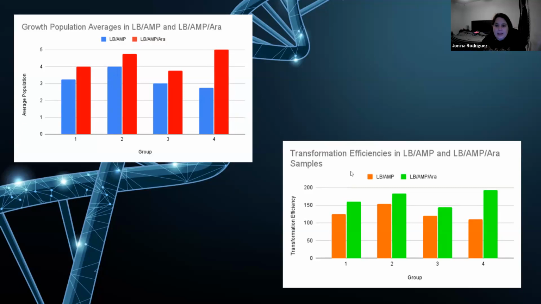And then we wanted to see the efficiencies, like how well everybody did within getting their bacteria to grow. And as you can see, we had almost about 200 for the LB amp ara between group 4 and group 2. And then we had pretty much in between 100 to 150 for the LB amp, which is kind of not surprising because that arabinose really does help bring out more of the bacterial colonies.